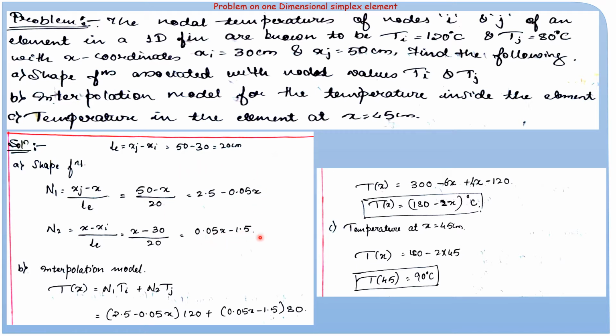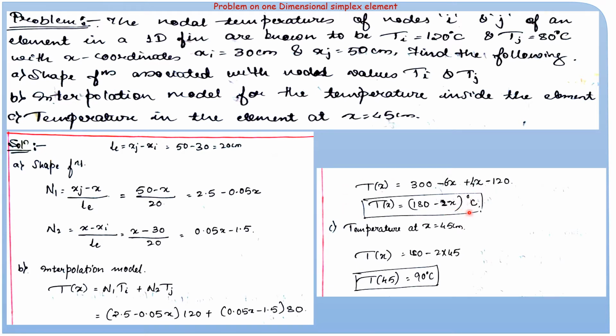So you have to substitute these values in the interpolation model. While deriving the shape functions for 1D simplex element, we got the final equation as u of x equal to n1 u1 plus n2 u2. Here the field variable is temperature, so we write T of x equal to n1 Ti plus n2 Tj. Substitute these values of n1 and n2, simplify this, and you will get this equation. This is your interpolation function for the given problem: T of x equal to 180 minus 2x degree centigrade.